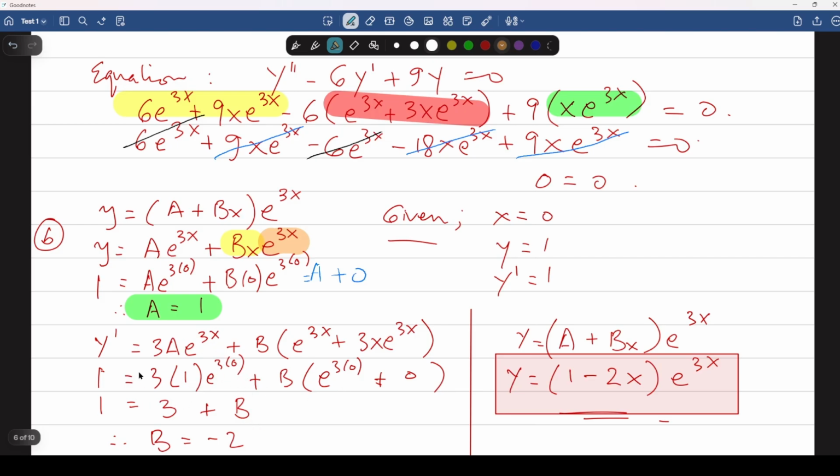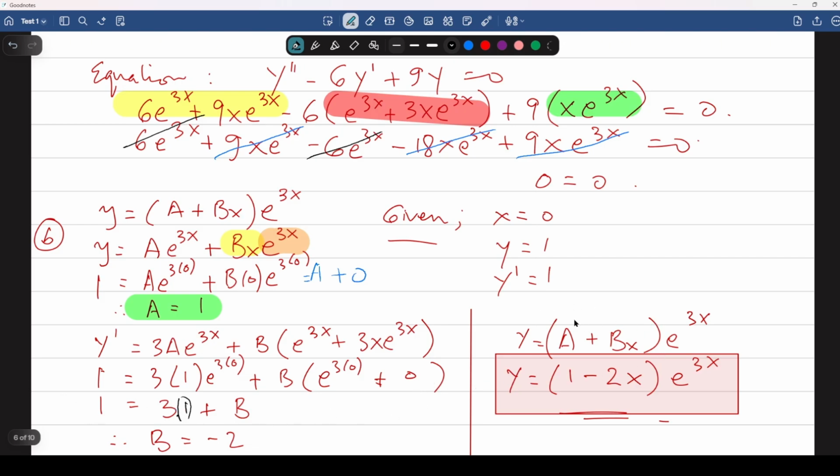Then you can start the substitution at this stage. If x equals 0, the value of y prime equals 1. And we have 3 times e to the power of 3 times 0, so e to the power of 0 equals 1, so this is 3 times 1, which is 3. So 1 equals 3 times 1 plus b, so we got the value of b to be negative 2. 1 minus 3 is negative 2.